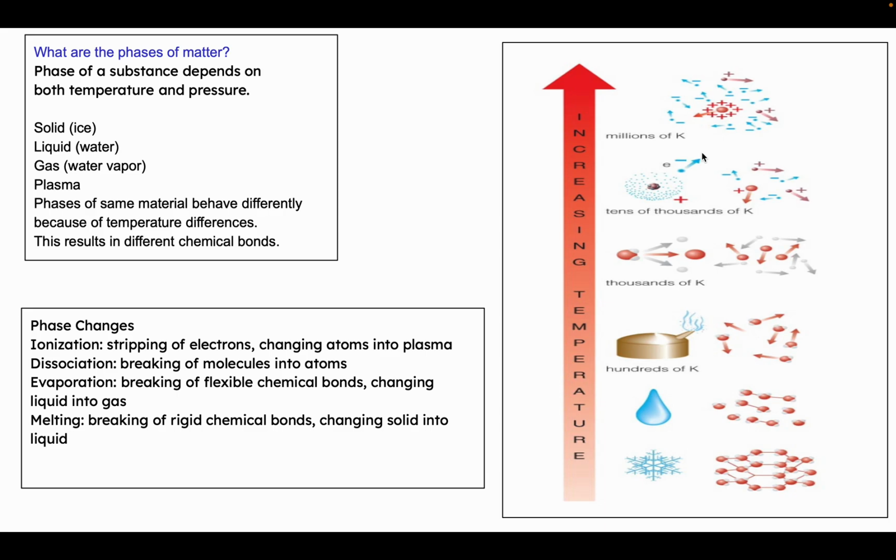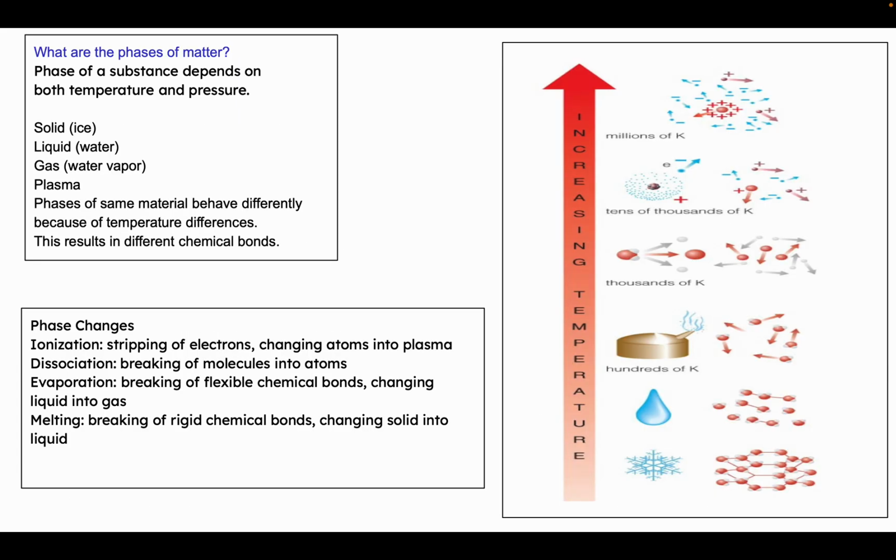Phase change. For phase change we have to keep in mind that there are 3 or 4 processes. That is ionization, the stripping of electrons, changing atoms into plasma. Dissociation, breaking molecular bonds and producing atoms. Evaporation, the breaking of flexible chemical bonds and changing liquid to gas. And melting is the breaking of rigid chemical bonds and changing solid to liquid.